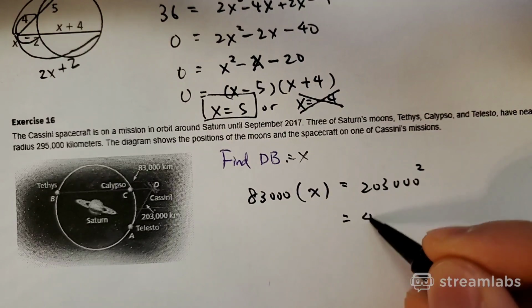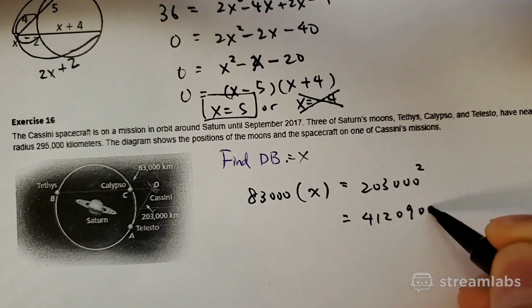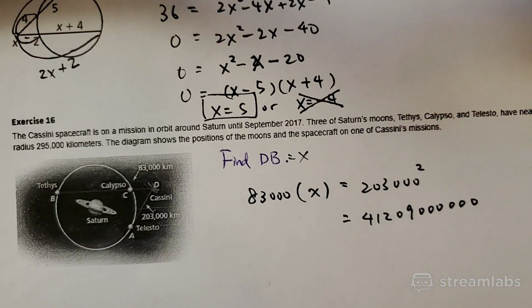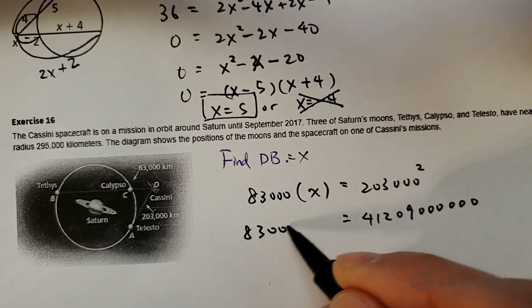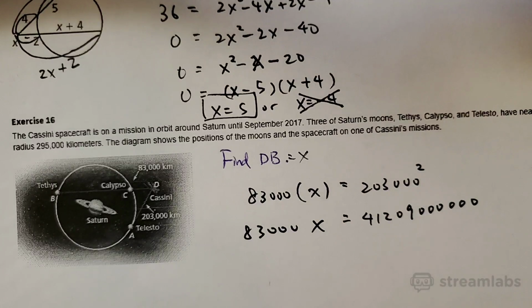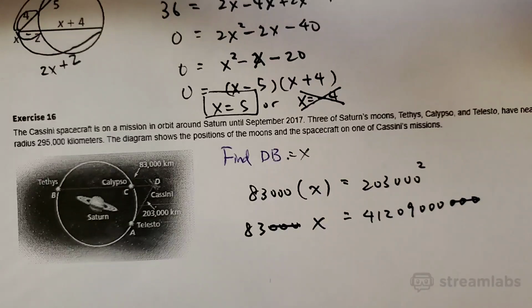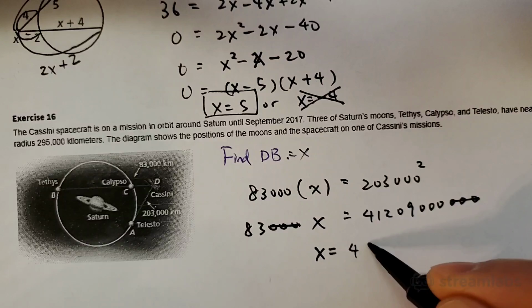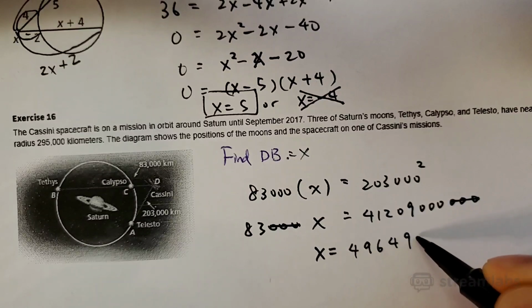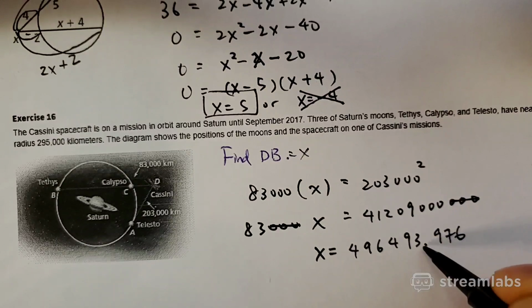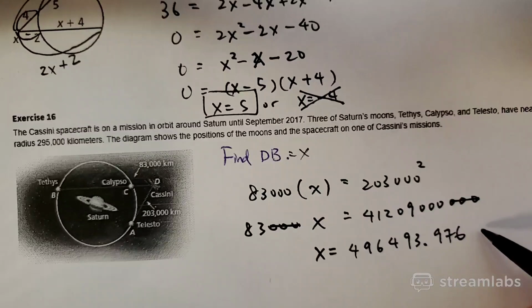This is 41209123456 zeros equals 8300x, every 1000x, and you divide it over. Take out this part first. Then divide by 83. So I get x equals 496,493.976. Okay, this is in kilometers. Okay.